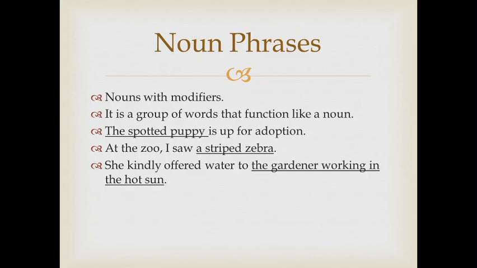There, puppy is the noun, spotted is the modifier. At the zoo, I saw a striped zebra. Zebra is the noun and striped is the modifier there. So, a striped zebra is the noun phrase in that sentence. She kindly offered water to the gardener working in the hot sun. The gardener is the noun there, and working in the hot sun gives additional information or modifies the noun gardener.